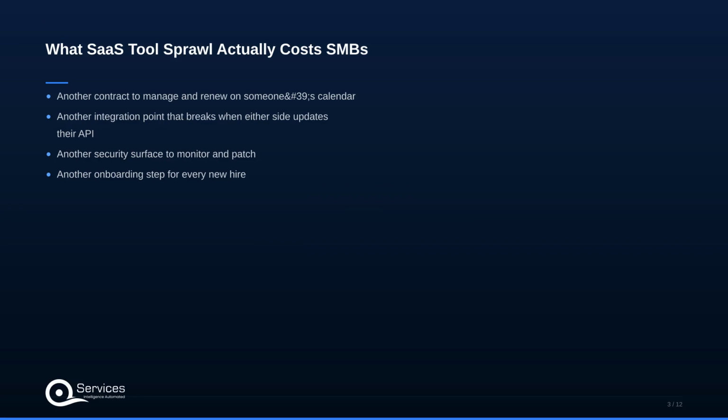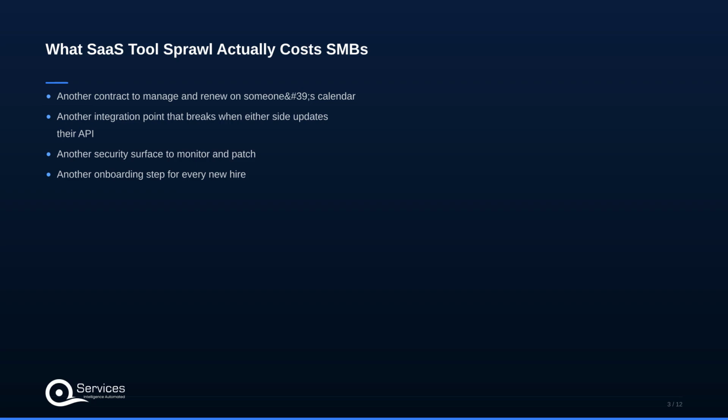Next up, what SaaS tool sprawl actually costs SMBs. SaaS tool sprawl is the accumulation of software subscriptions that overlap, duplicate, or go largely unused. According to research from Xylo's SaaS Management Index, organizations waste an average of 44% of their SaaS spend on licenses that are unused or underutilized in any given month.